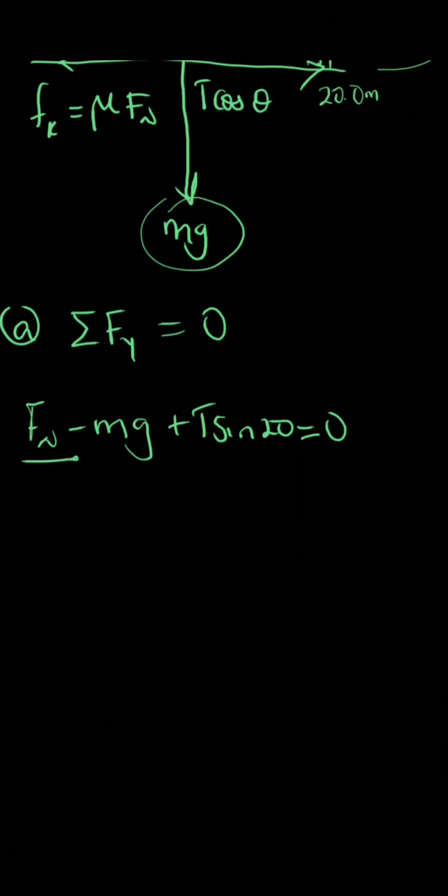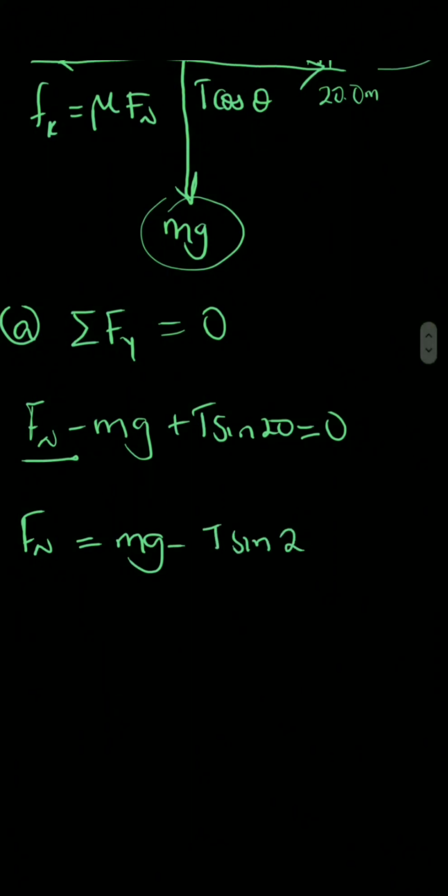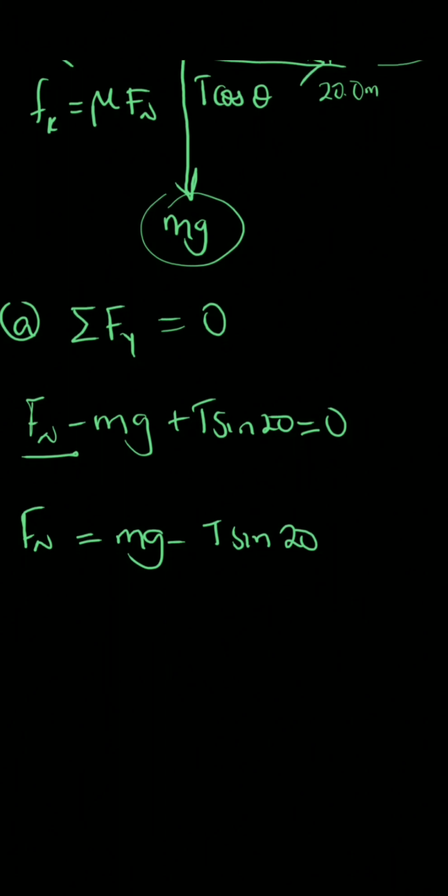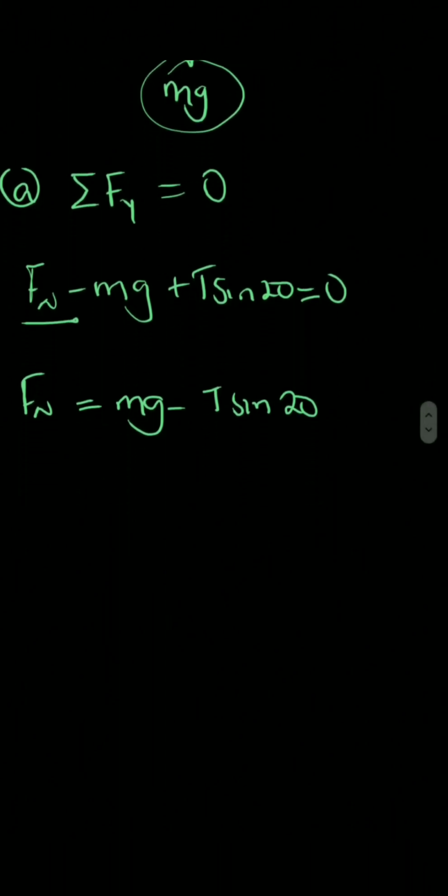Now in this case, we're going to solve for the normal force. So we're going to have the normal force equal to, the rest will go to the right, positive mg minus T sine 20 degrees. So this is what we get on the vertical axis.